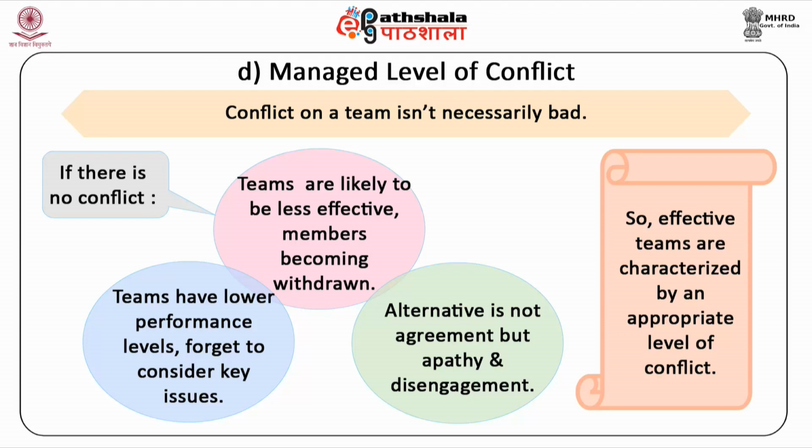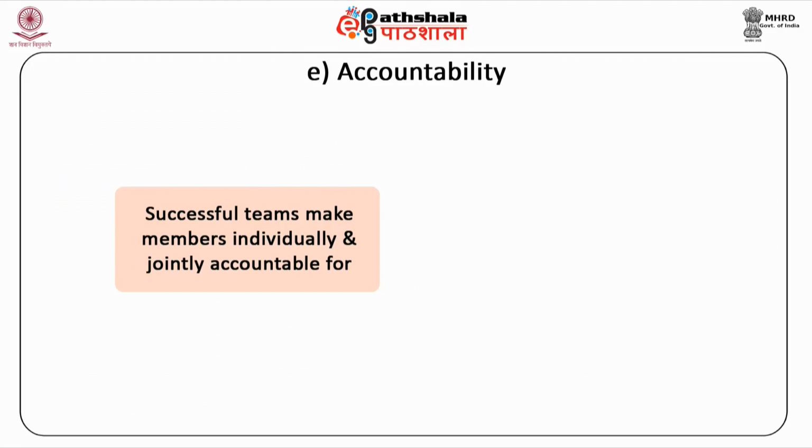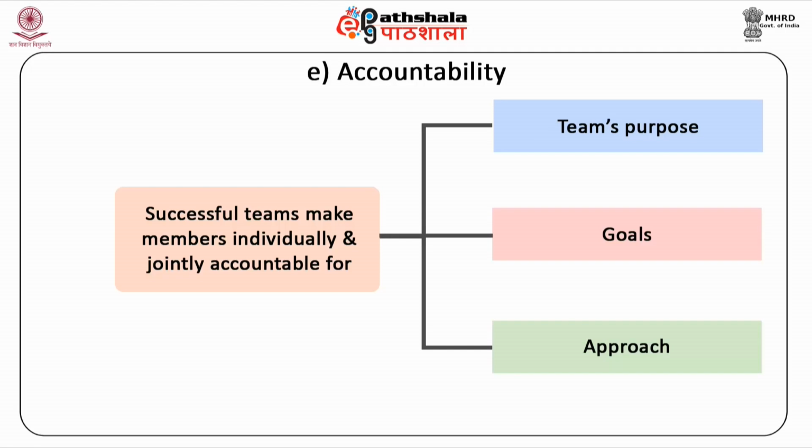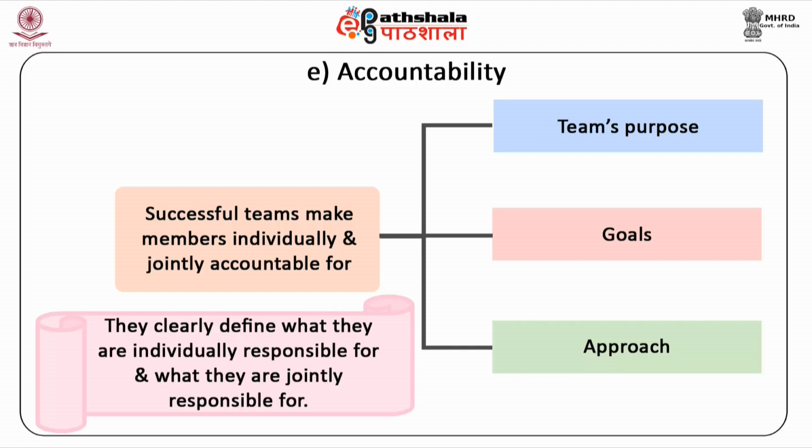So, effective teams are characterized by an appropriate level of conflict. Sharing information and goals, and striving to be open and get along are helpful strategies for negotiating our way through the maze of conflict. Accountability. Successful teams make members individually and jointly accountable for the team's purpose, goals, and approach. They clearly define what they are individually responsible for and what they are jointly responsible for.